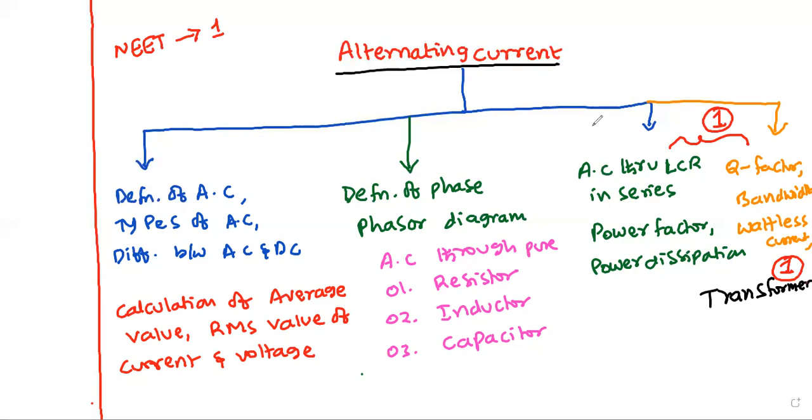Previously, before the 1990s, they asked on average value. Or on this they asked. Give second priority to this. First priority is the last topics.